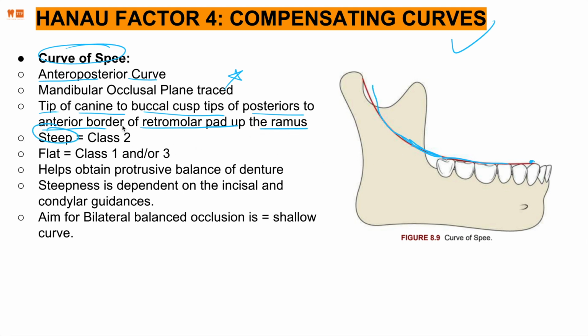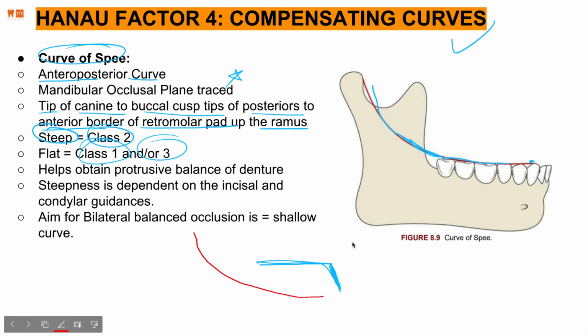If it is steep, we can anticipate class 2. If it is flat, it could be class 1 or class 3. How so? Well, think about it. This is your maxilla, with your incisors falling down like this. Now let's take a look at a curve of Spee that looks like this. A regular curve of Spee. Okay, this is class 1.